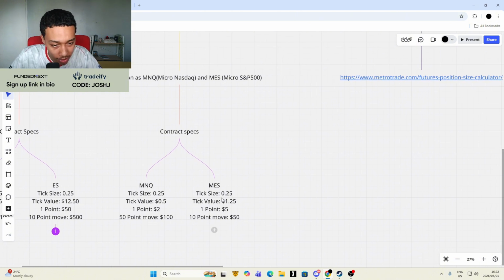Same goes for micro S&P 500 MES. The tick size is 0.25. The tick value, however, is 10 times less than ES. So it's $1.25 per tick, and then this times 4 to make up 1 point equals $5, which is 10 times less than 50. Quite simple. So a 10 point move or 10 point stop loss with 1 micro ES contract would equate to $50.